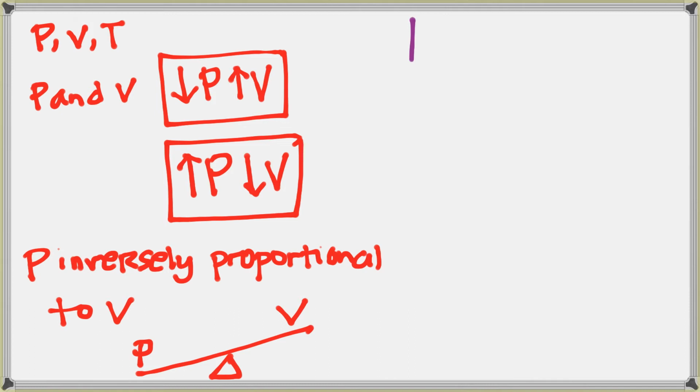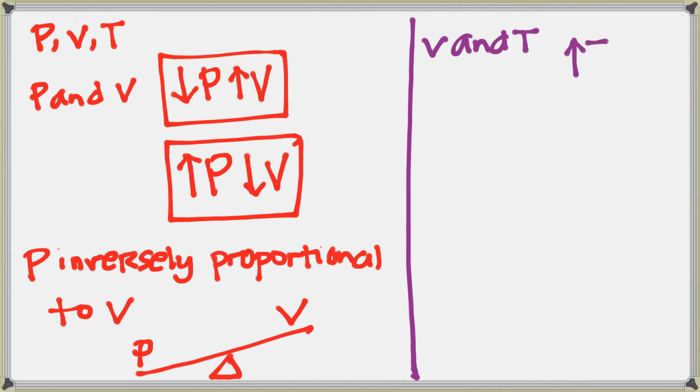All right, let's look at the next two variables. What's the relationship between V and T? At this point, I'm about to show you a video that shows a balloon attached to a flask. If you heat up the flask, the gas inside gets heated up. So as we increase the temperature of the gas, the volume of the balloon goes up. So increase in temperature, increase in volume.